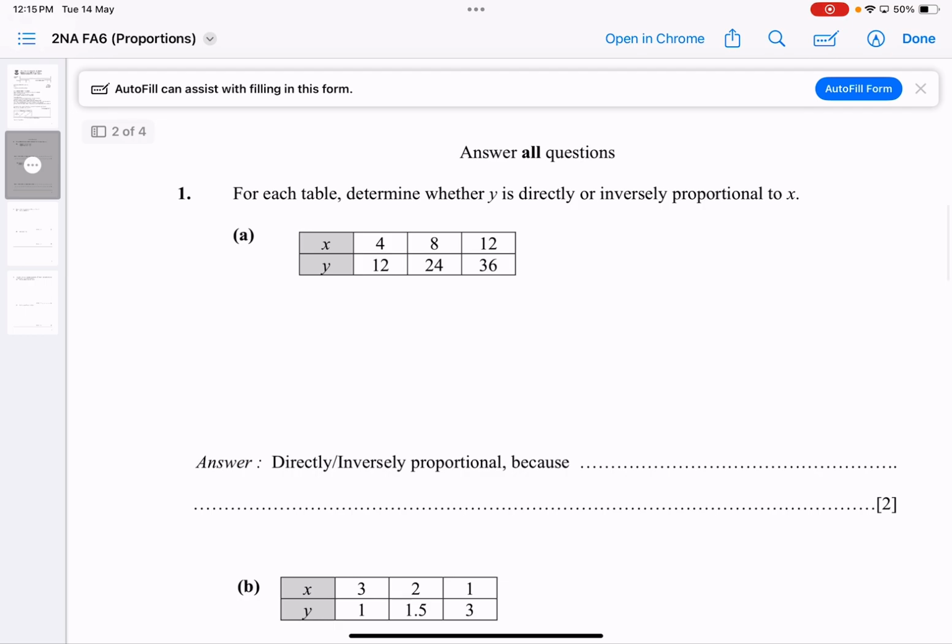This one, can you look at question number 1? Question number 1A and 1B is... Okay, it's really testing you the same concept. You need to understand whether or not they are directly proportional or inversely proportional. Both of them have a constant.